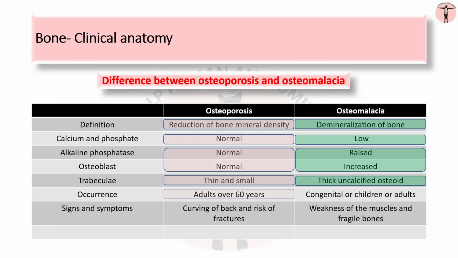Osteoporosis occurs in adults over 60 years, but osteomalacia occurs by birth or in children or in adults. The signs and symptoms in osteoporosis are kyphosis, that is curving of the back, and risk of fractures. In osteomalacia, it is weakness of muscles and fragile bones.